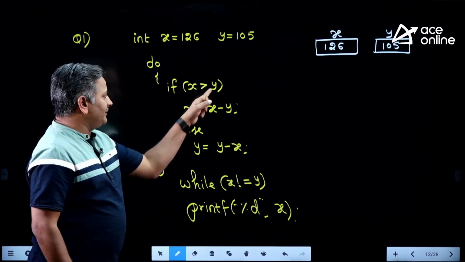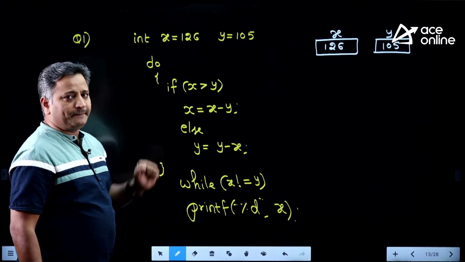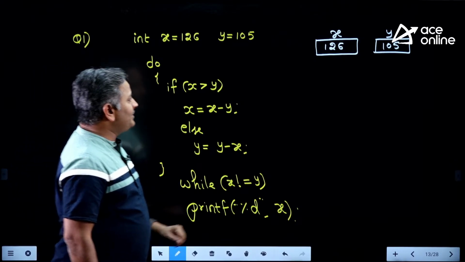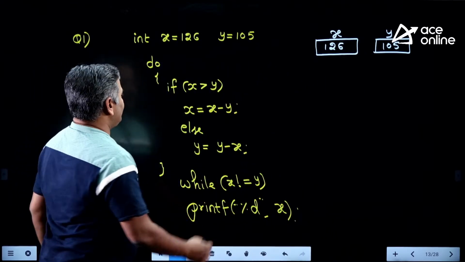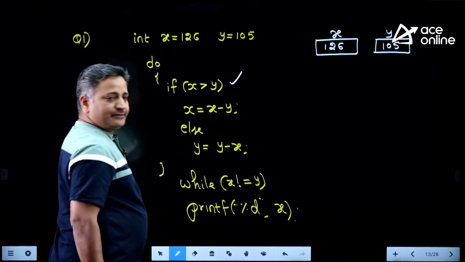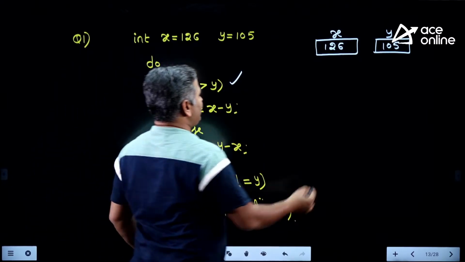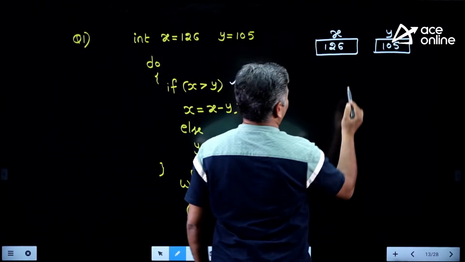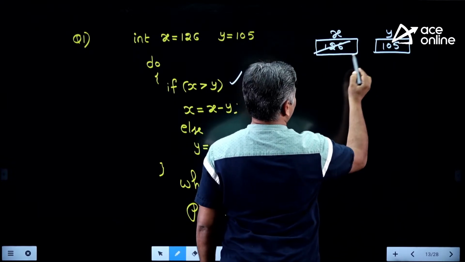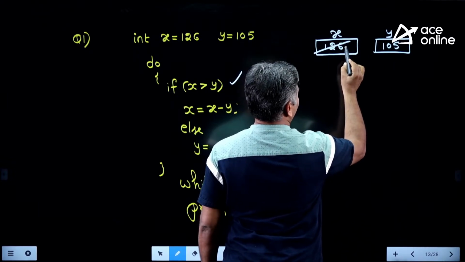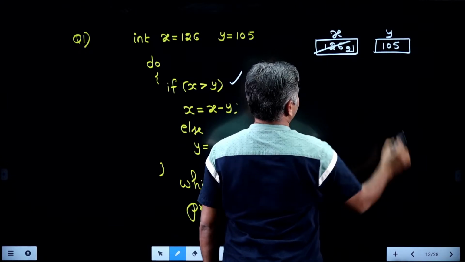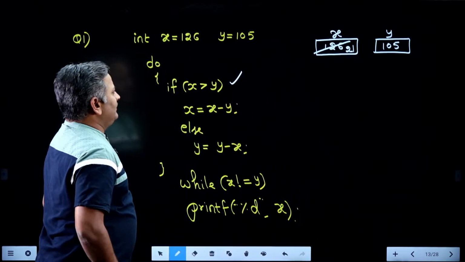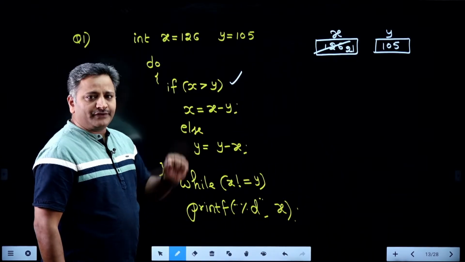First check the condition x greater than y. Obviously 126 is greater than 105, so the condition is true. Since this condition is true, we need to update the x value. So x becomes 126 minus 105, which is 21. Therefore x is updated to 21.